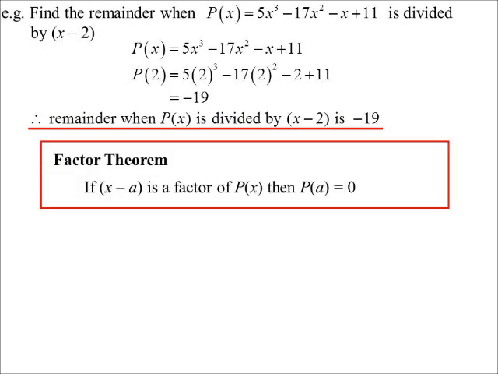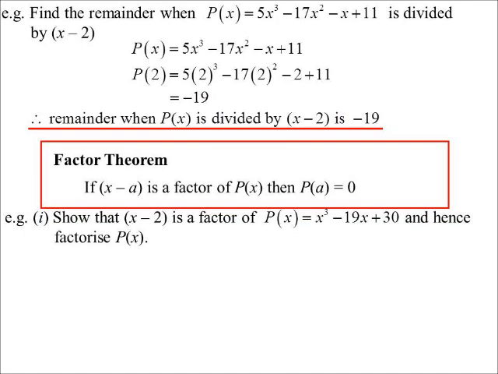Now where it's really useful is this, the factor theorem. Because if it's a factor, we know the remainder is equal to 0. And so this allows us to find linear factors, if we can find when the polynomial's equal to 0. So we're going to show that x minus 2 is a factor of this particular polynomial, and then go and factorise the whole thing. So all I've got to do is substitute 2 in, and yes, it's equal to 0.